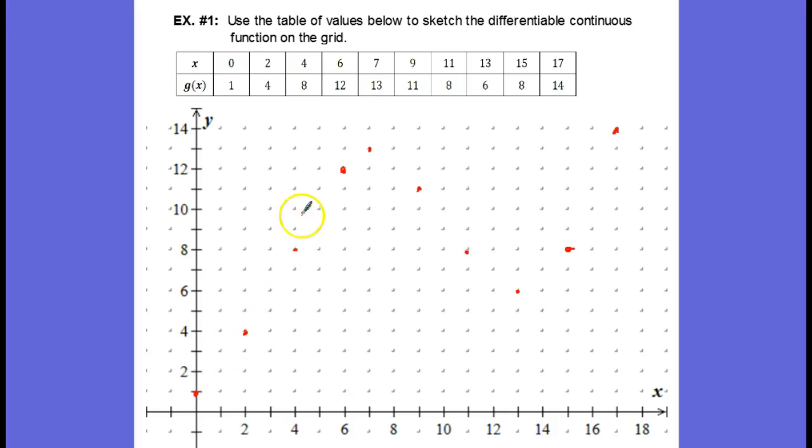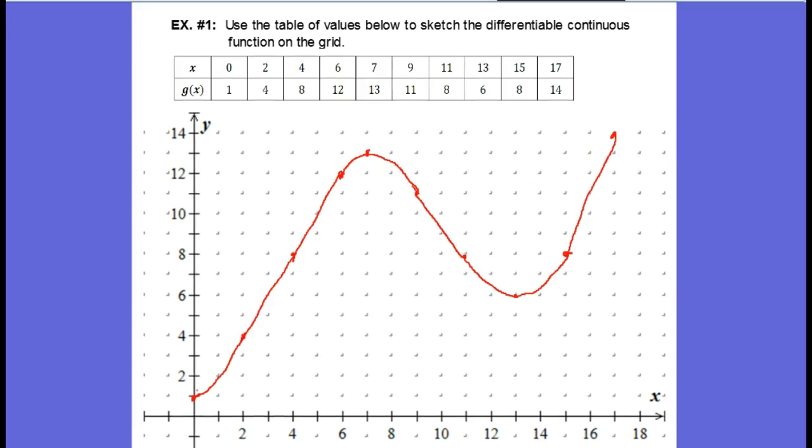So give me just a second and I will see if we can get something passable. I think this might be serviceable. Alright, let's see what we can do.